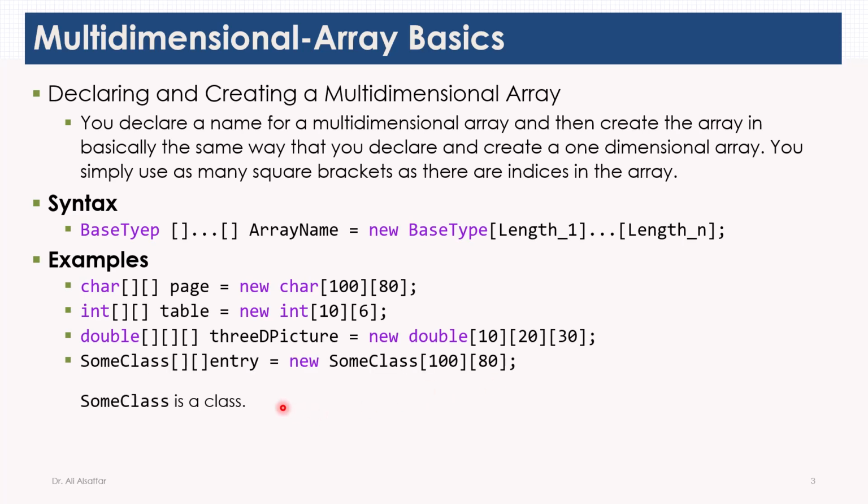Finally, for an array of a class-based type, some class, user-defined or a string. Here again, we have an array of two dimensions. You can represent it in a tabular form, number of rows 100 and number of columns 80, but each entry in the array is in fact an object of some class type. So here we are assuming that some class is in fact a class. It's not a primitive data type.